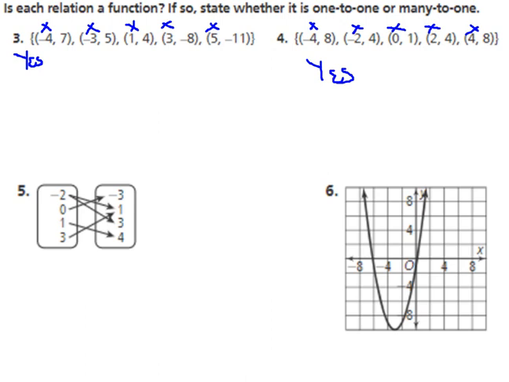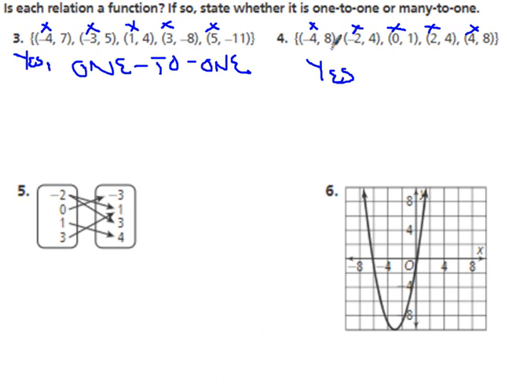Now what we want to look at is to see, okay, well, if it's a function, is it 1-to-1 or is it many-to-1? So what that means is 1-to-1 just means that each output only happens one time. Like we don't have a repeated output. So, for example, if I look, my outputs now are 7, 5, 4, -8, -11, no repeats. So it's a 1-to-1. Every x has its own individual unique output.